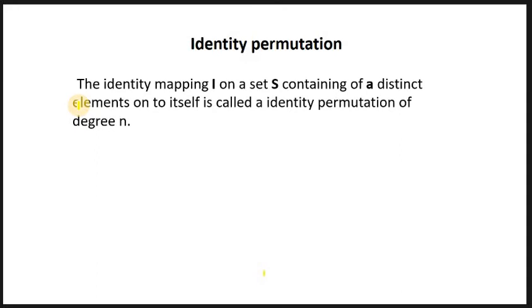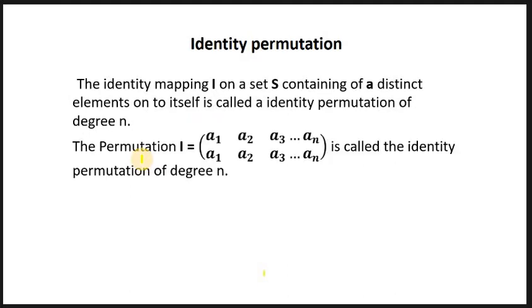Identity permutation. Here we consider a mapping I on a set S containing n distinct elements onto itself, called an identity permutation of degree n. See, here I is defined from S into S, where S contains n distinct elements, onto itself, and it is called an identity permutation. Let us denote this permutation as I is equal to, first row the elements of the set S, a1, a2, a3, ..., an, and here in the definition it is clear that the elements are mapped to themselves.